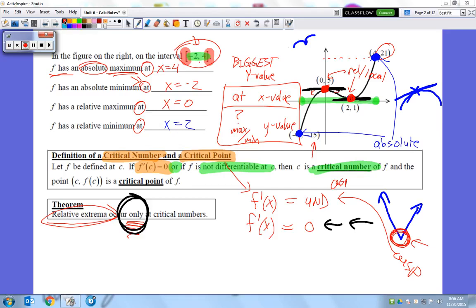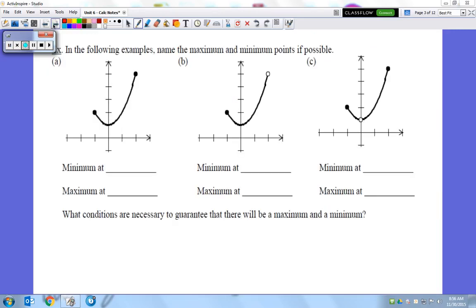At cusps, at vertical tangents, jump discontinuities, and infinite discontinuities. And then the last thing where you cannot take a derivative and it would be undefined, we're going to add to it right now: endpoints. Because you'll see a lot of that in the examples in this unit.